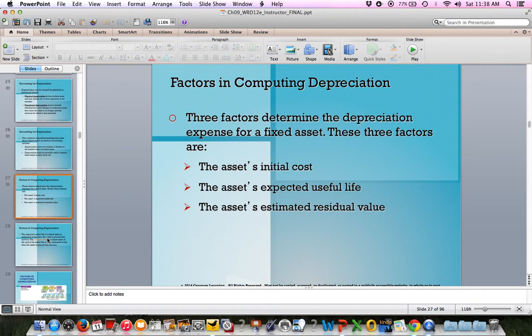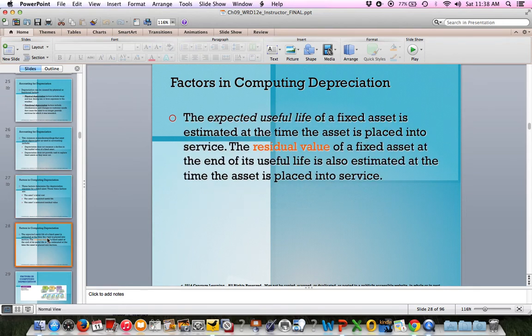Factors in computing depreciation: basically, what's the cost of the asset, how long do we expect to use it, and what will the residual value of the asset be when we're done using it. The expected useful life of a fixed asset is basically how long we expect to be able to use it. Residual value is what it will be worth when we're done with it. Can we sell it or dispose of it and get a little bit of money back?